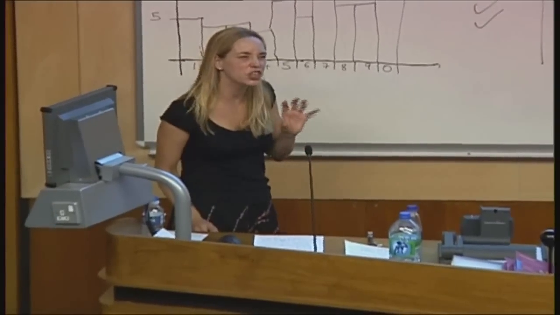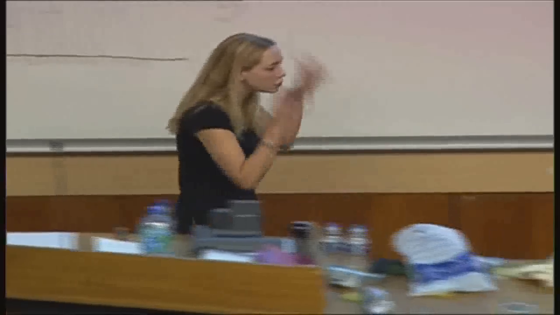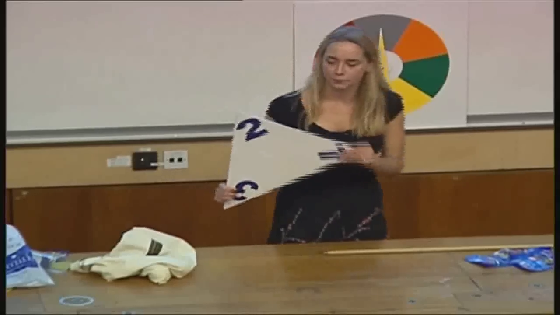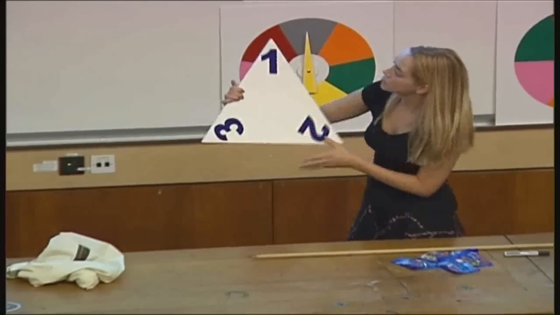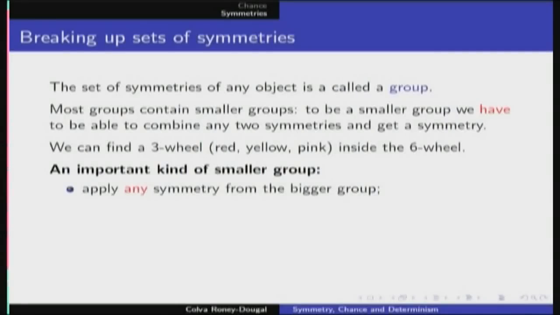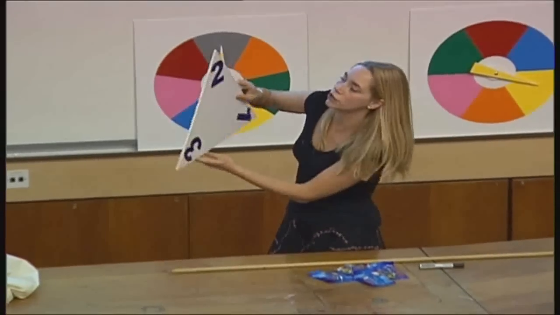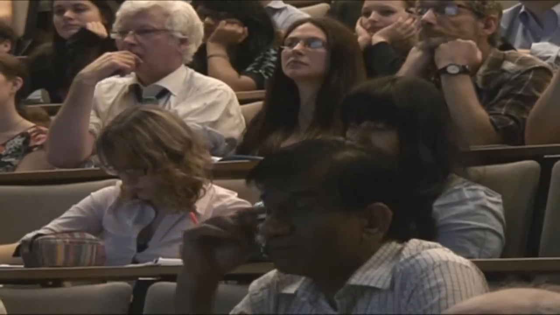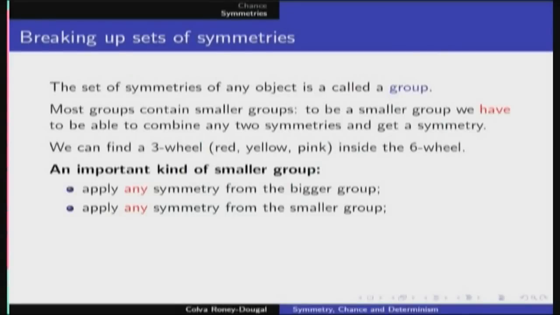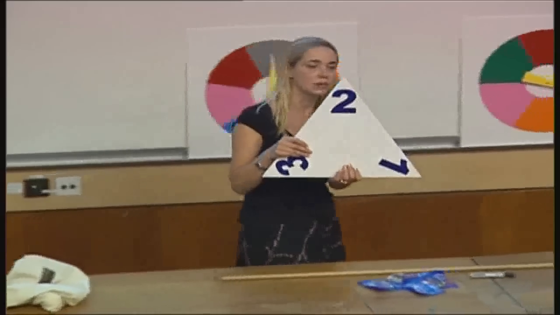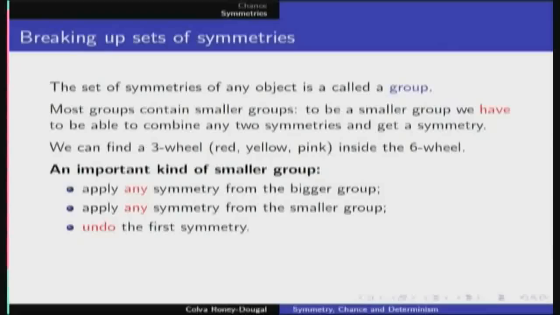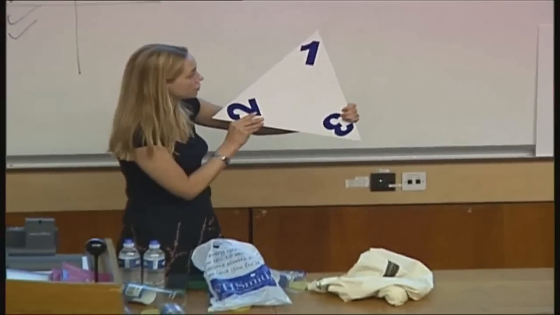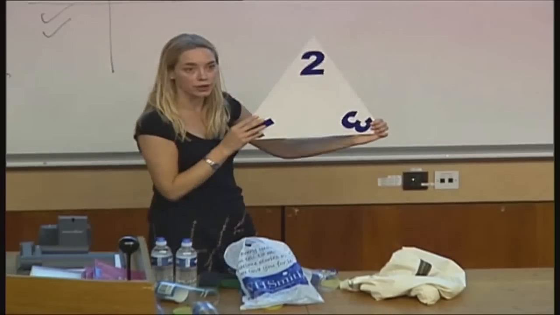You'll have to concentrate for just a minute. So, I've got some smaller group of symmetries in my head. Say the rotations. All right. What this tells me to do is to apply any symmetry from the bigger group. So let's try switching 1 and 2. All right, I've now switched 1 and 2. Now, let's apply any symmetry from the smaller group. So that means rotating. Rotate. We've rotated. I now have to undo the symmetry that I first thought of. Well, the symmetry that I first thought of was switch 1 and 2. So let's switch 1 and 2 again.